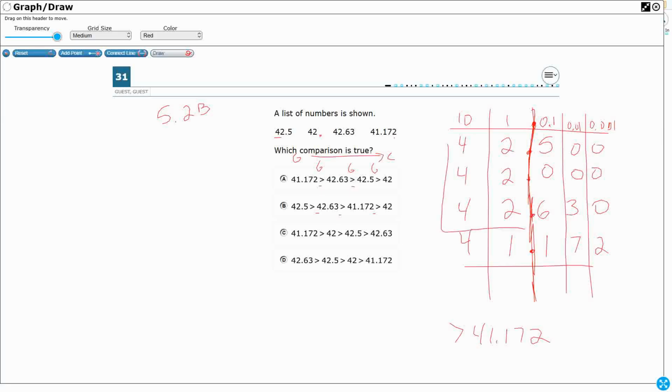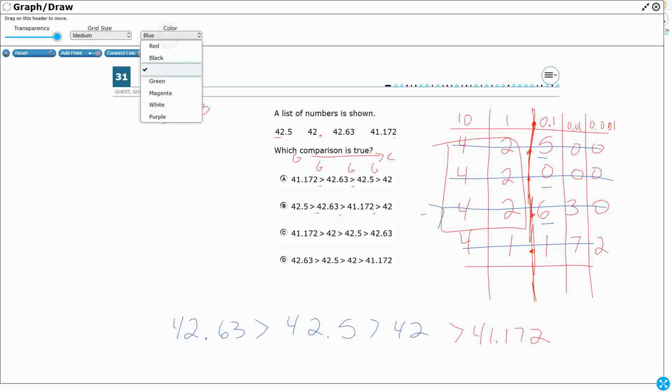The rest are 42, so those will kind of get ignored. I'm now looking at my tenths place, but look, I've got a 6, a 0, and a 5. So I'm going to use this 6 next. So 42 and 63 hundredths is greater than. Now I've got the 42 and 5 tenths is greater than plain old 42. And then my 41 is last. So that is our order comparison from greatest to least here.